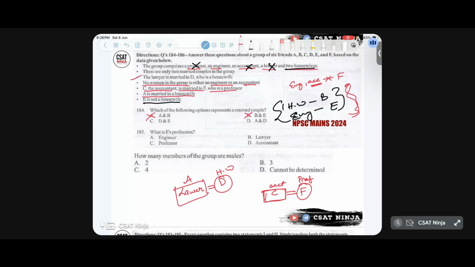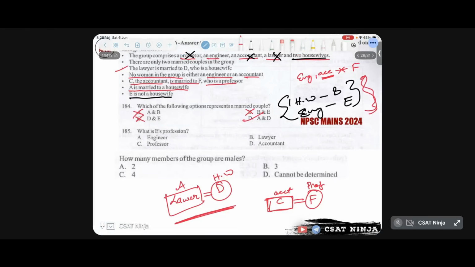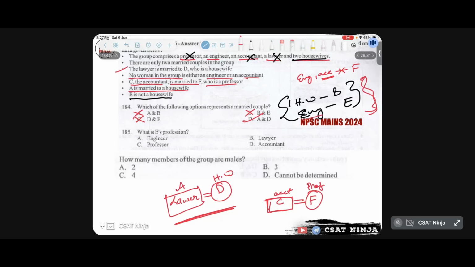D and E. D and E, is it a married couple? No. A and T is a married couple, which means option number D is the answer there. Next one. E's profession. E's profession is what?